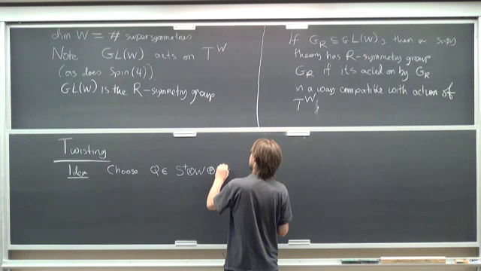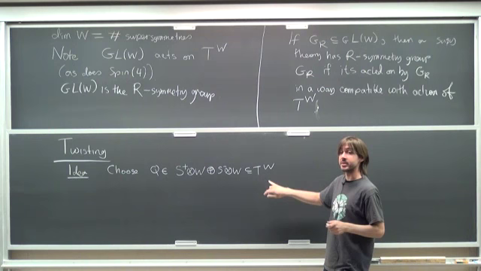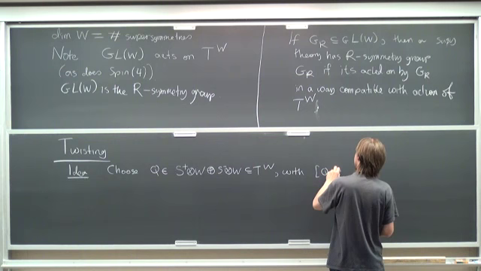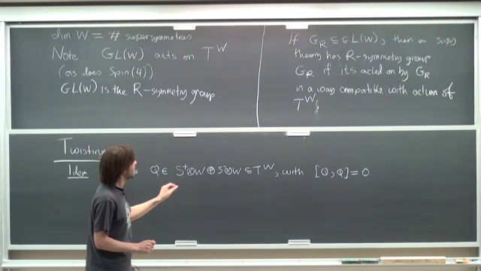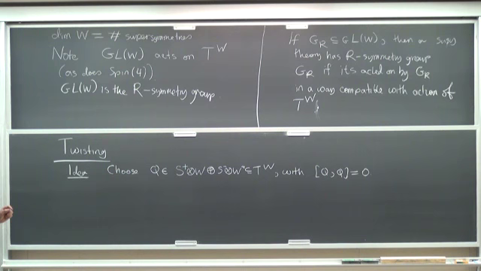Choose an element of the odd part of our supersymmetry Lie algebra with Q bracket Q equal to 0. Is that second W a W? Yes, thank you. Am I supposed to be thinking about this as a symmetry of the spacetime? You can think of this as vector fields on some superspace, if you like.